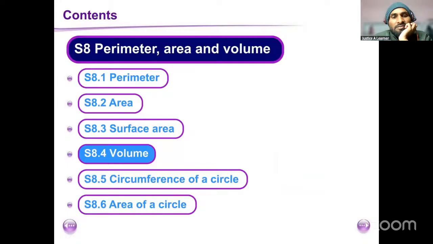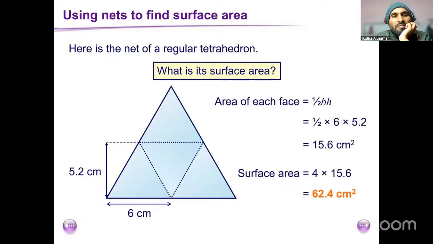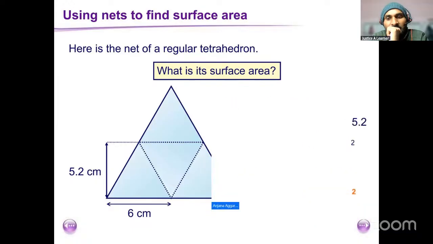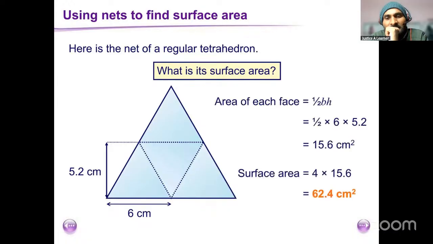Okay, now we will be talking about volume. Here is the net of a rectangular tetrahedron. What is the surface area? We can find it easily by looking at this figure. The area of each face would be 1 upon 2 into base into height. So what is the base? Base is 6, right?